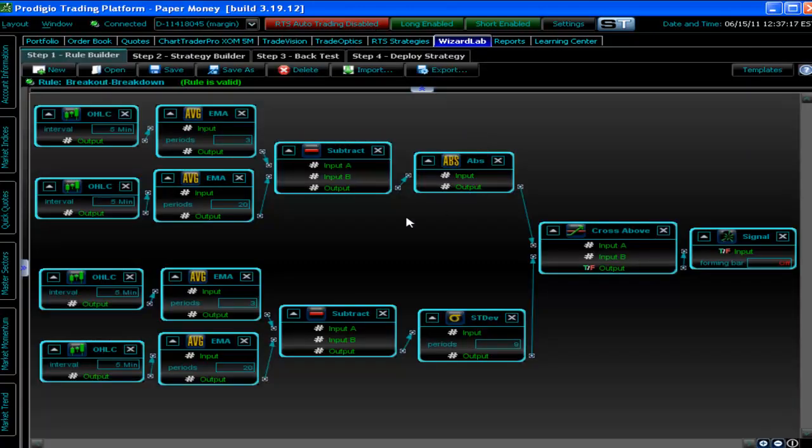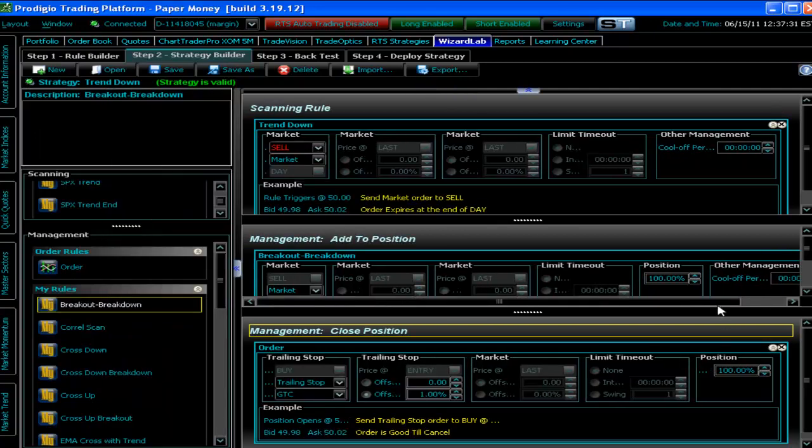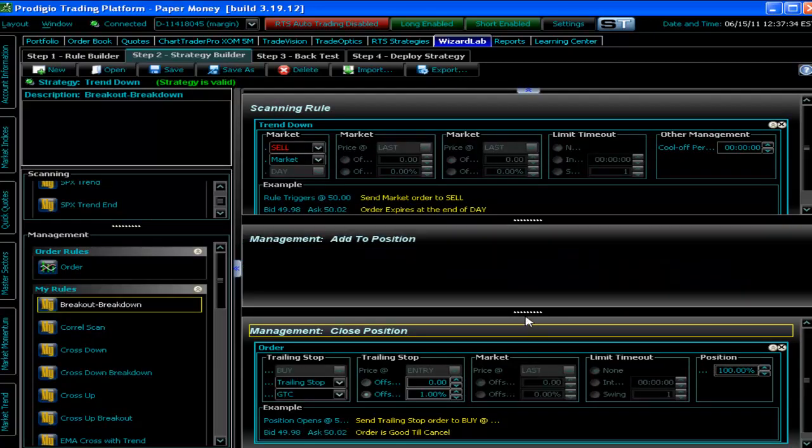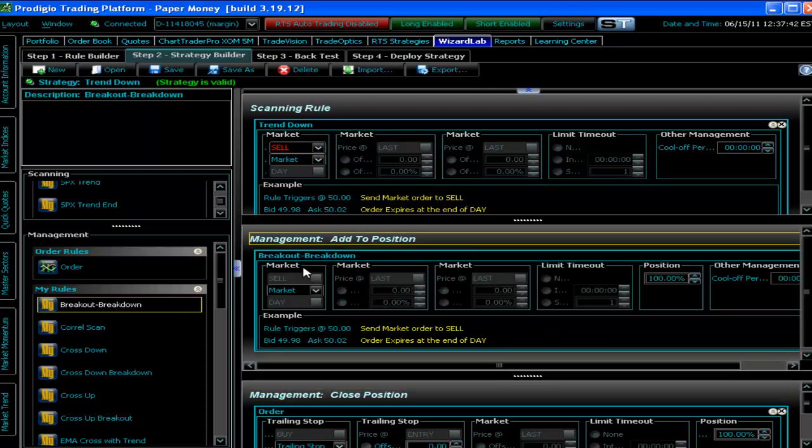This is a really simple rule to say when the 3-period EMA pulls away from the 20-period EMA. And when I build this rule, all I have to do is go to step 2, the strategy builder, the management, my rules. I can drag this out, drop it right into the add position. I can tweak the parameters, save it, and now it's saved under my strategy.